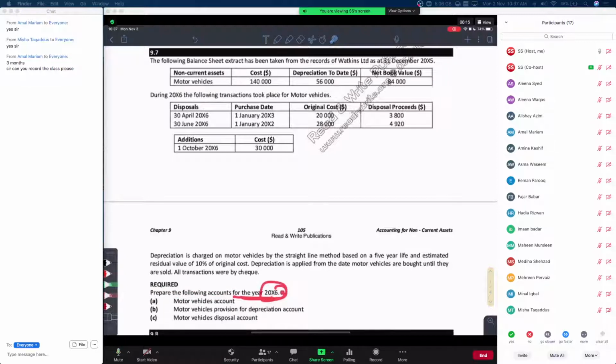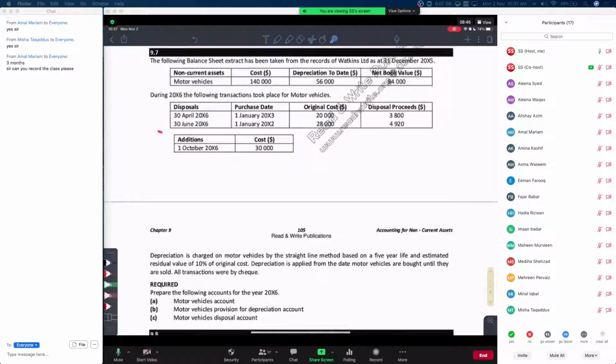So that means when you refer to this 20x5 as your financial year, that marks the beginning of the financial year. The two values over here, one for motor vehicles at cost and the other for depreciation to date, both represent your opening balances for 20x6, because these were the balances available on 31st December 20x5. And the rest of the events during 20x6, you had two disposals and one addition.